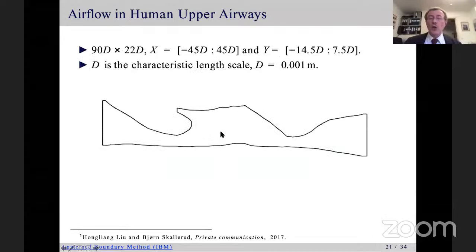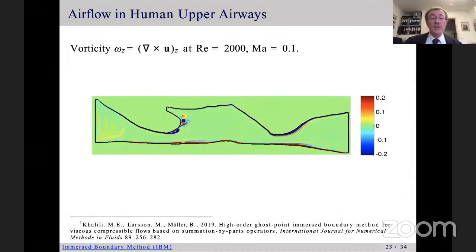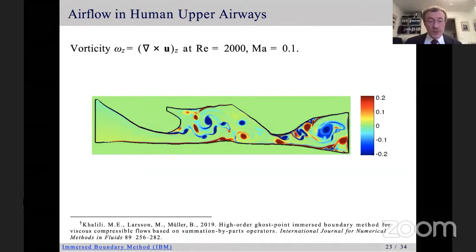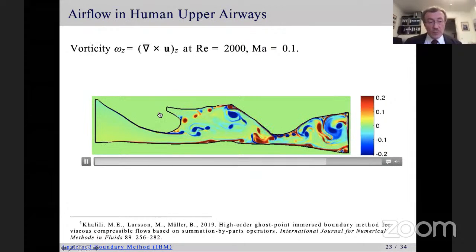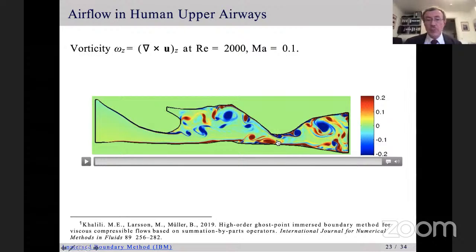We got the data of the geometry that was retrieved from these CT images from our colleagues from structural engineering, Hongliang Liu and Björn Skallerud. And then Ehsan did a computation by putting that into a Cartesian grid and applying our method. And here we see a simulation that shows vortex dynamics that is developing behind the constrictions. Here, that is the soft pellet here. And here is further down, it is near the epiglottis.